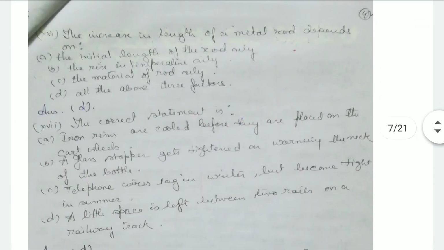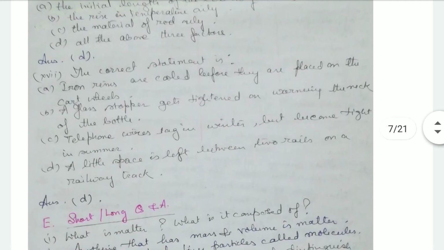The increase in length of a metal rod depends on all the above three factors, that is, the initial length of the rod, the rise in temperature and the material of the rod. The correct statement is: a little space is left between the two rails on a railway track. The other three are incorrect. The telephone wires sag in winter but become tight in summer: that is wrong. A glass stopper gets tightened on warming the neck of the bottle: that is also wrong. Iron rims are cooled before they are placed on the cart wheels: that is also wrong. So the answer is D.